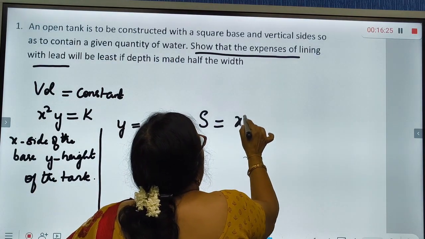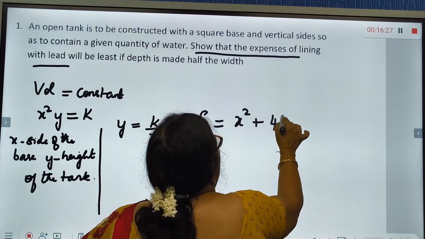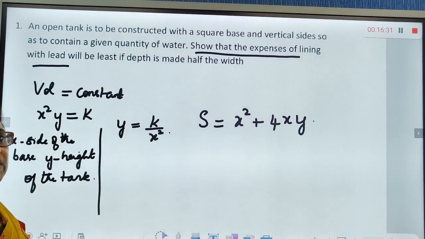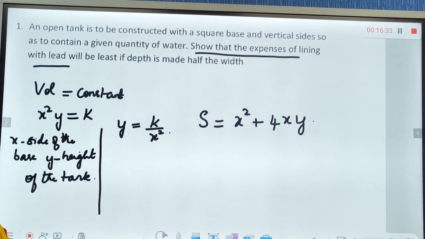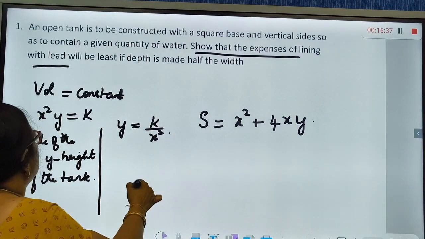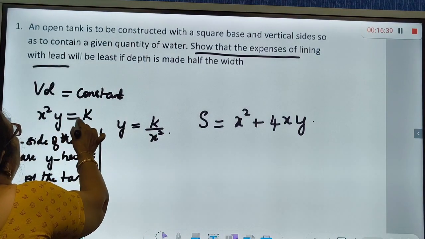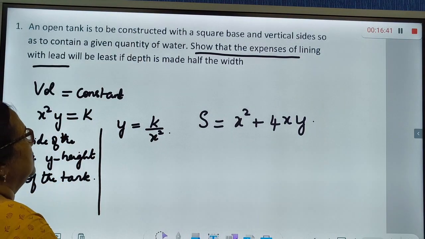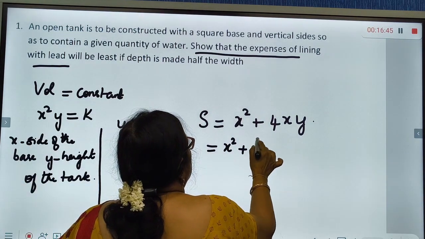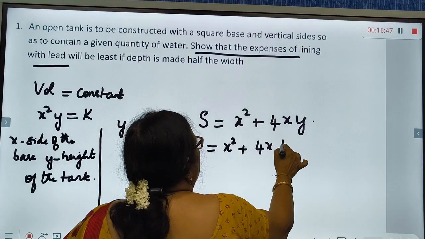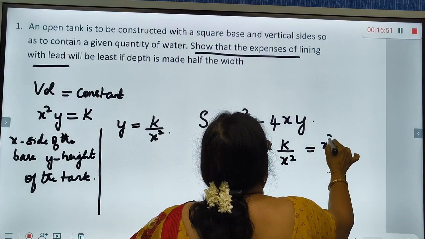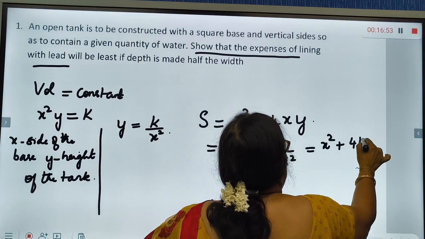It is an open tank. So bottom is x square, sides are rectangular, and each one is a rectangle with area xy. So there are 4 sides, so 4xy. Now y equal to k by x square, because x square y equal to k is a constant. So this is x square plus 4x into k by x square. This is x square plus 4k by x.